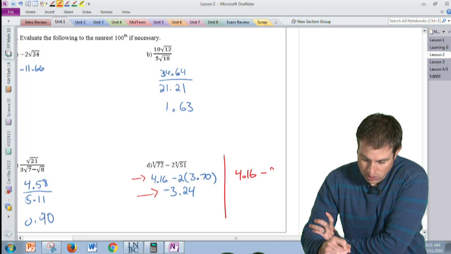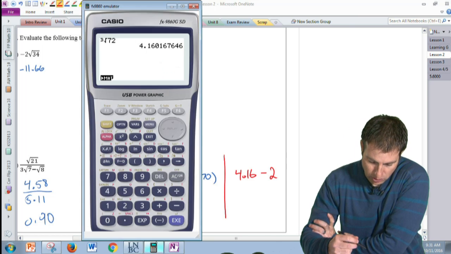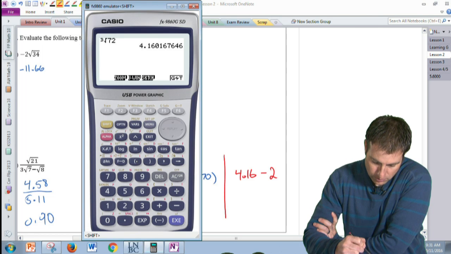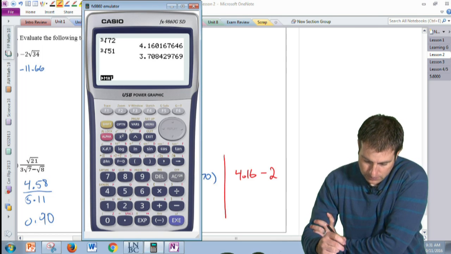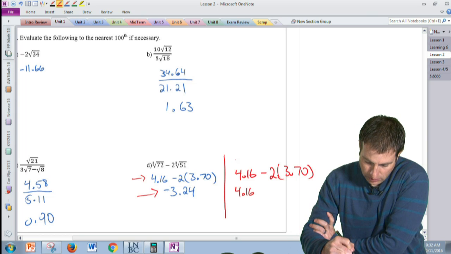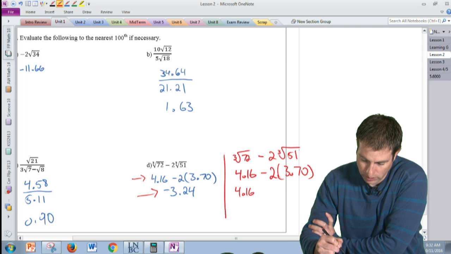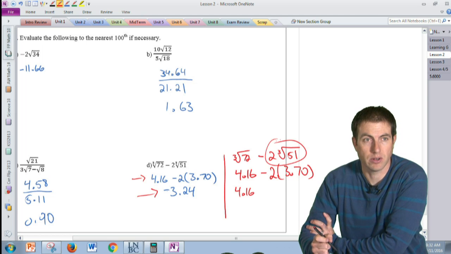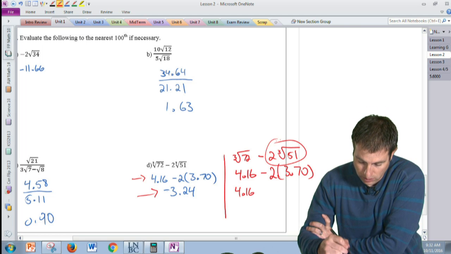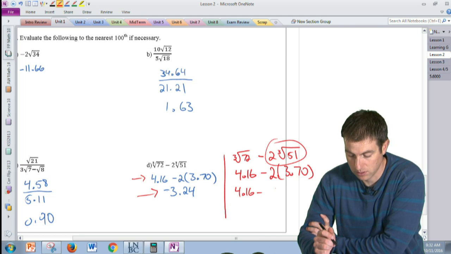And then I'm going to subtract 2, and instead of writing the cube root of 51, I'm going to calculate the cube root of 51. Which is 3.70. So now I have 4.16, which was the cube root of 72. I'm just kind of carrying that down. And then minus 2 times the cube root of 51. So I'm just kind of focusing on the second part right now. 2 times the cube root of 51 is 2 times 3.70, which is going to be 2 times 3.7 is going to be 7.4.